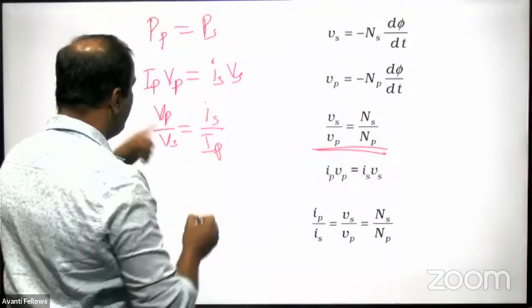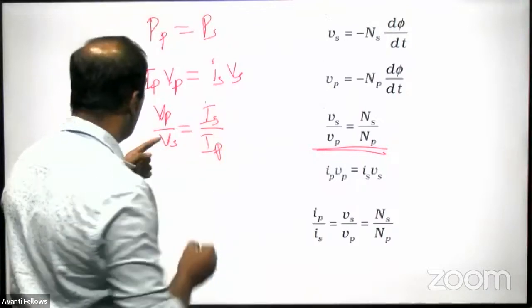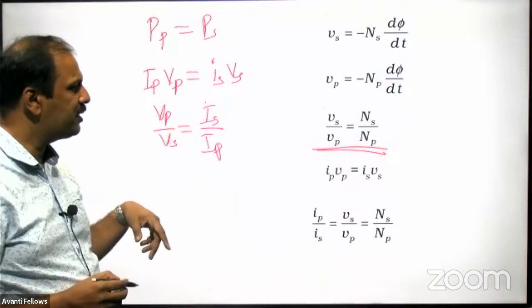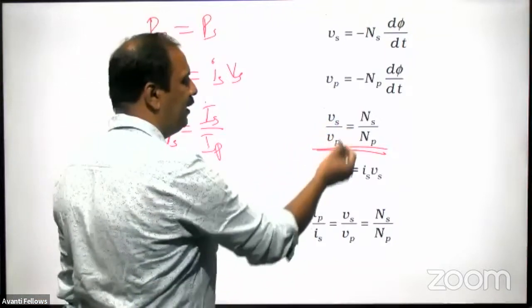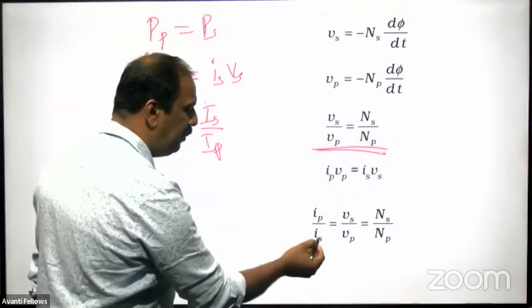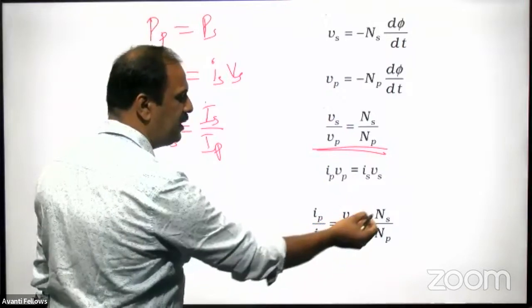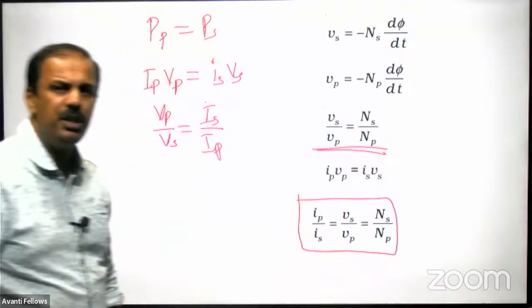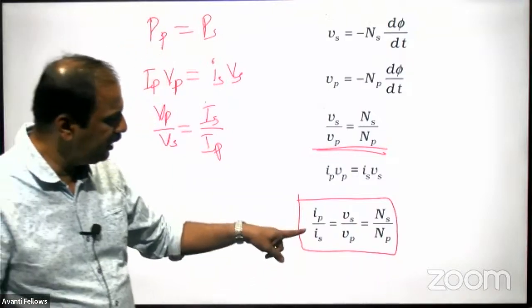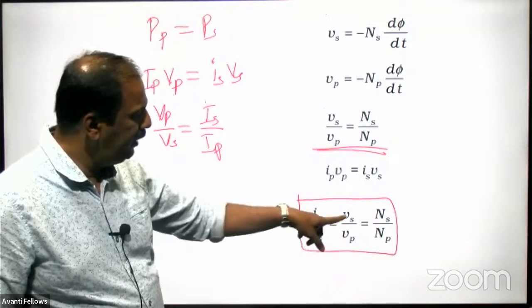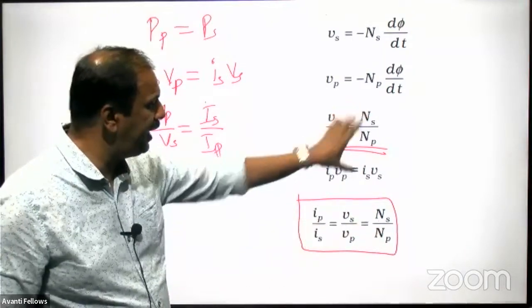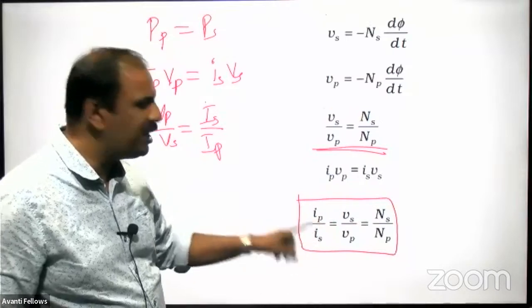That is, this voltage and current are just opposite. Where the voltage is high, the current will be less. So this equation we can add along with that one. That is, Ip by Is is equal to Vs by Vp, which is equal to Ns by Np. So this is the simple equation for the transformer. You see here, listen here. Vs by Vp is equal to Ns by Np. That's the equation which we already had. So when you are taking I, it is just opposite.